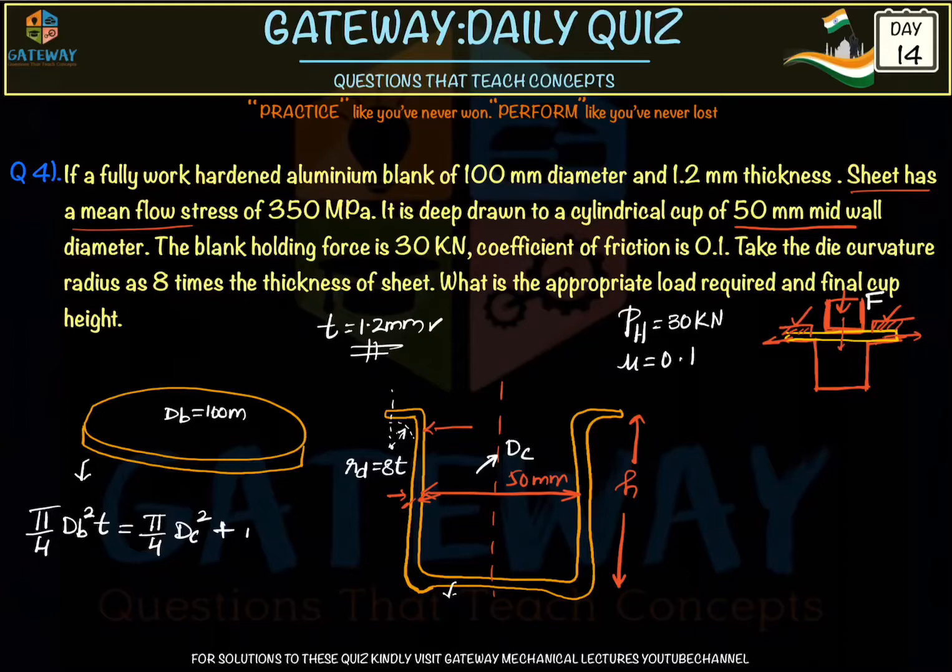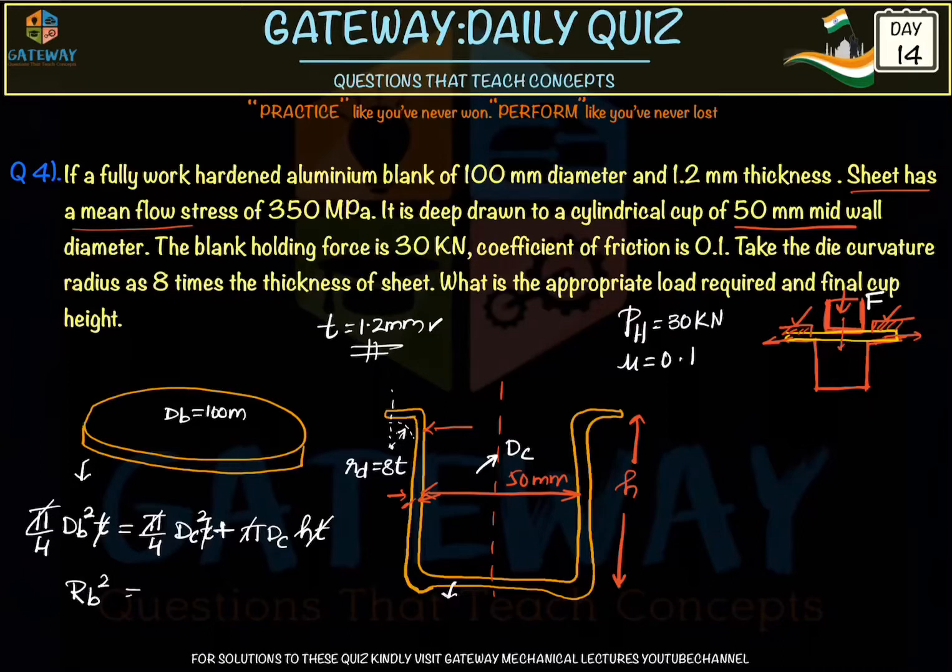For the bottom material it is pi by 4 dc square into the thickness, and for the whole cylindrical surface it is pi dc into h, right? Once we calculate, pi will get cancelled. The thickness, we said, is uniform, so it will also cancel, and we can take it in terms of diameters or in terms of radius.